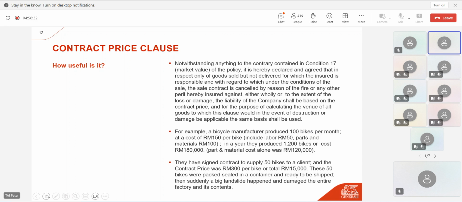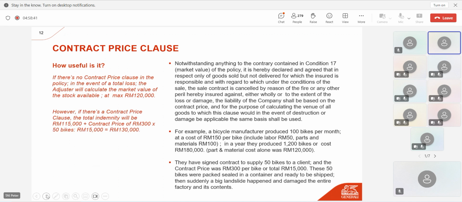Then suddenly a big landslide happens and damages the entire factory and its contents. Okay, so for this particular 50 bikes, how is the calculation? Okay, this is the calculation. This is how the insurance company is going to compensate.